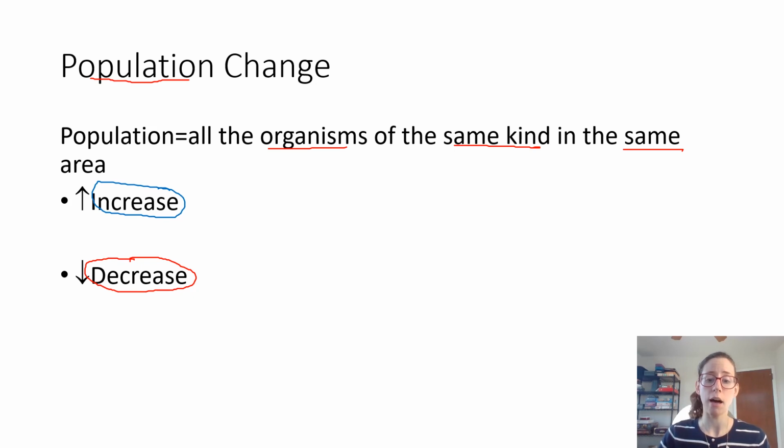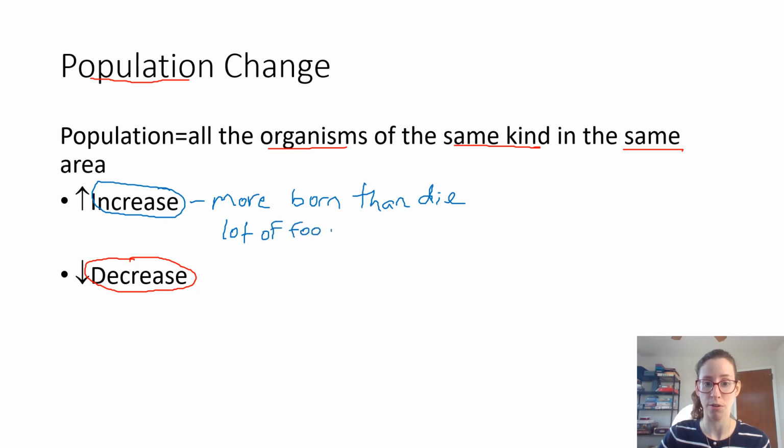But a population can increase if we have more coming in or more born than die. That might mean that they have a lot of food, and so there are plenty of babies coming along and no one's starving. Or it might mean that they don't have a lot of people eating them, which would be predators.